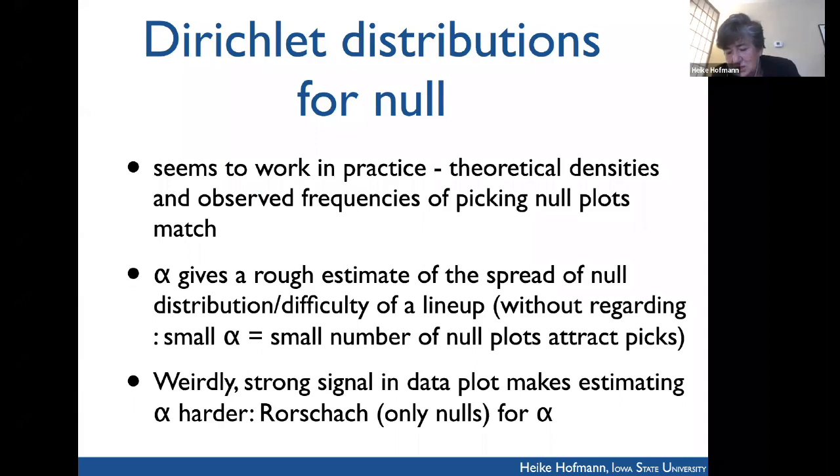When we actually show null plots like this or null lineups like this to people, what we've seen in practice is that people complain because these lineups without a data plot are very hard, and people get a bit frustrated when they are asked to find the plot that's the most different, and really nothing is that different. So that makes lineups harder.